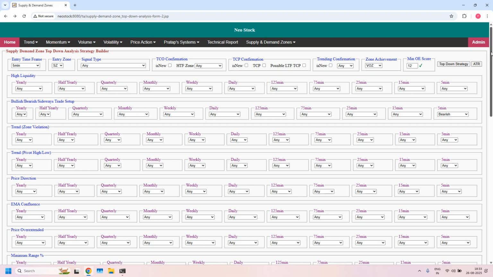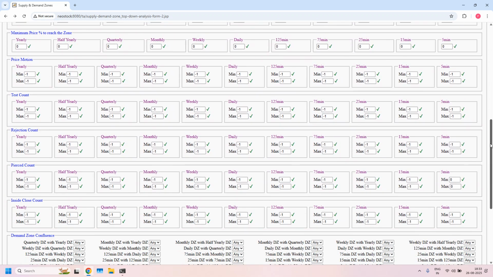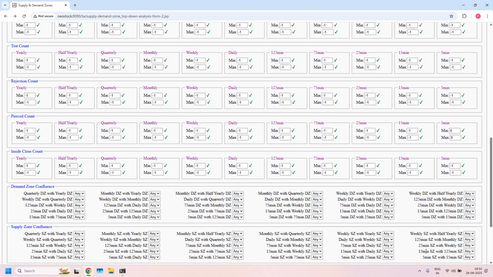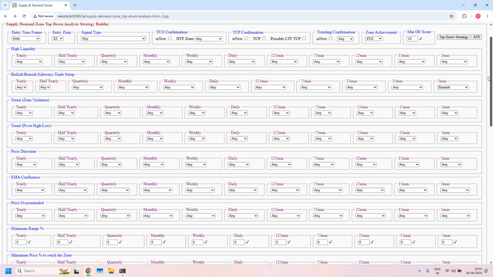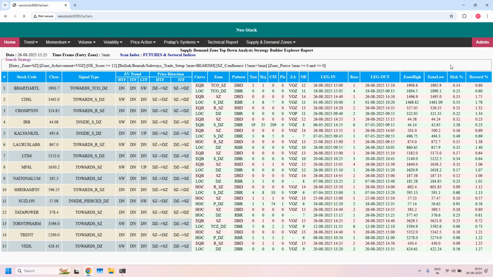So the first filter is LTF and ITF supply zone confluence. That is 5 minutes and 15 minutes supply zone confluence. By enabling the filter on the 20 stocks, we got 15 stocks. In all the 15 stocks, 5 minute supply zones are overlapped with 15 minute supply zones. And the 15 minutes trend is a downtrend in all the stocks.